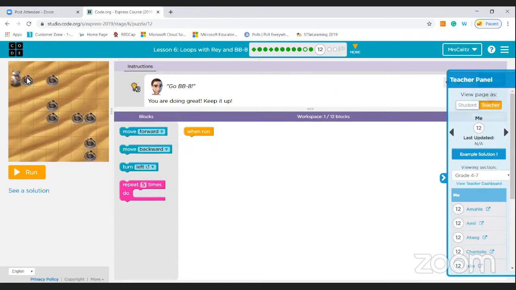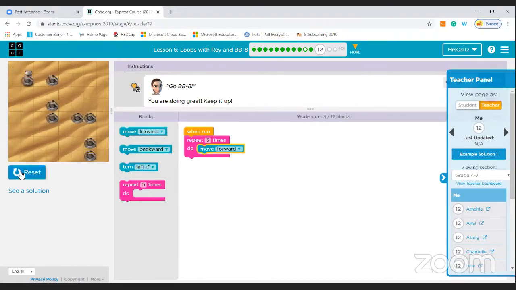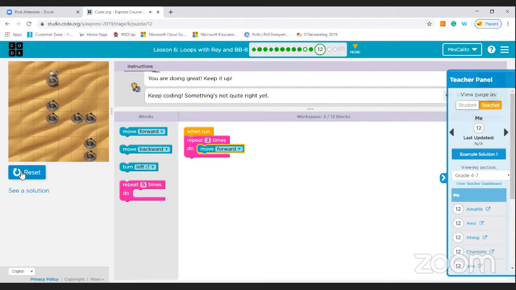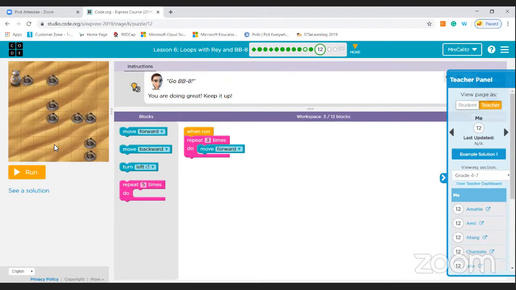Okay, so we need to move forward 1, 2, 3 times, right? 3 times. Move forward. Khao says he's still thinking, so let's give him a chance. Okay, so we're running 1, 2, 3. Okay, so now do we need to turn left or right, guys? Tell me in the chat, please. Do we need to turn left or right? Okay, Amu's telling us right. Now let's move 1, 2, 3, 4 blocks forward.